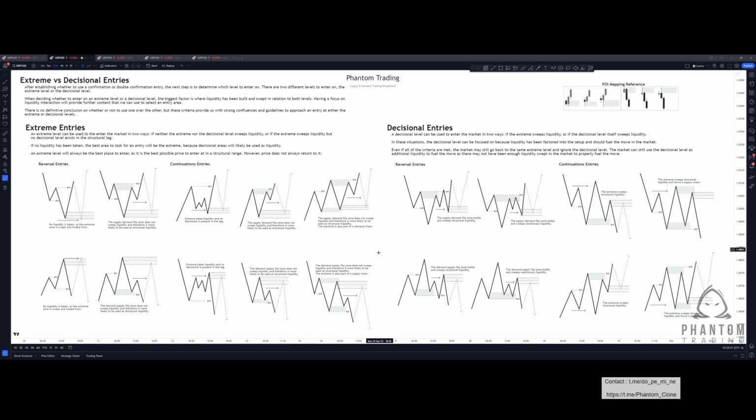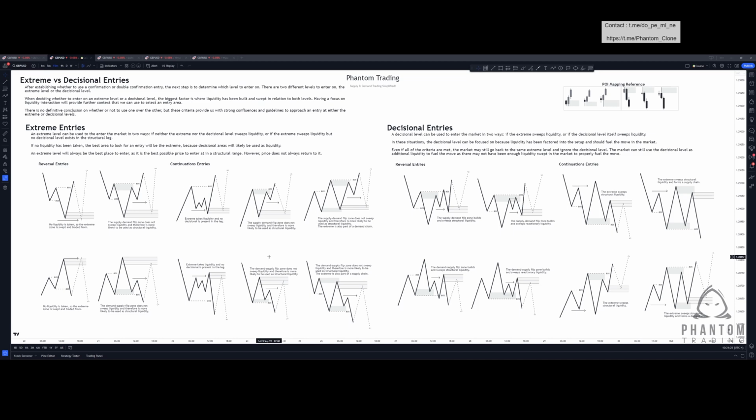Now let's just take a quick look at the supply level continuation entries. And similarly, we can see that the extreme takes liquidity and no decisional is present within the leg. So we would trade the extreme. So we can see as we start to create lower lows and then trade higher, taking the liquidity above this high, and then we trade lower, causing the last point of demand to fail, putting in a new lower low, creating our supply level. Now, whether this is a first level of respect supply level or a tradable supply level will again depend on whether or not you are looking at a confirmation or double confirmation entry.